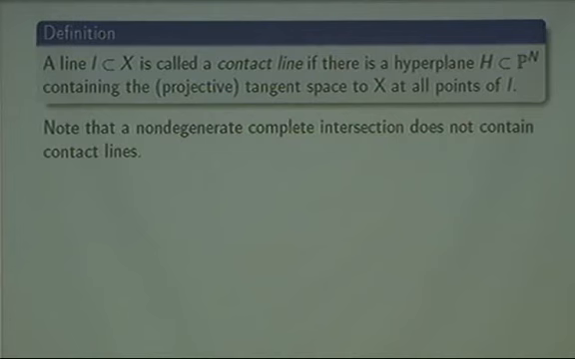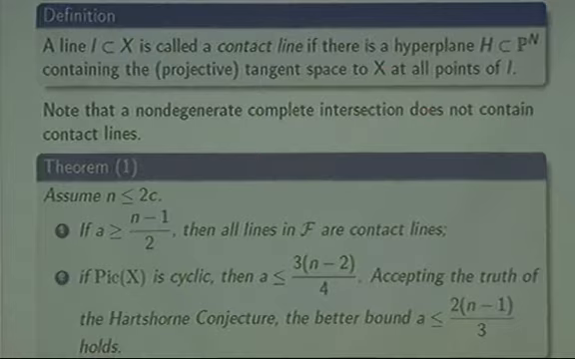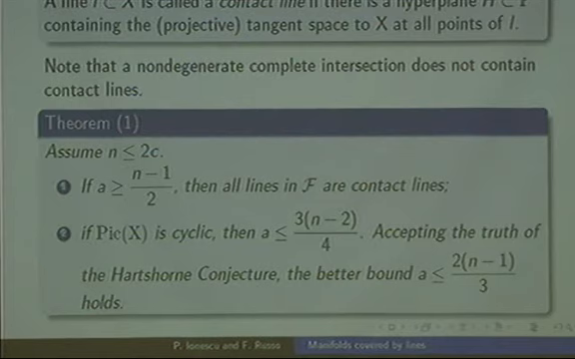And now, this is our first result. So assume that the dimension is at most double the codimension. Well, if you believe the Hartshorne conjecture, you can say, otherwise X is a complete intersection, so we know everything. The first point is another evidence that this miraculous number has some good implications. So whenever the dimension is big enough in this sense, all lines in F are contact lines.